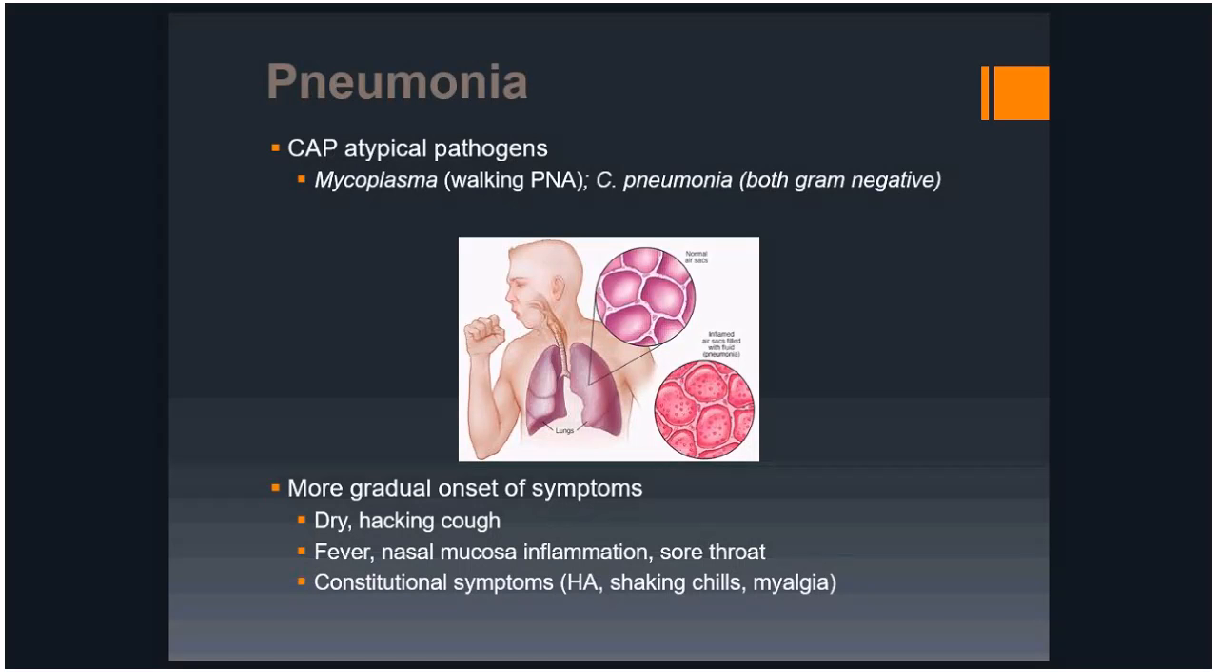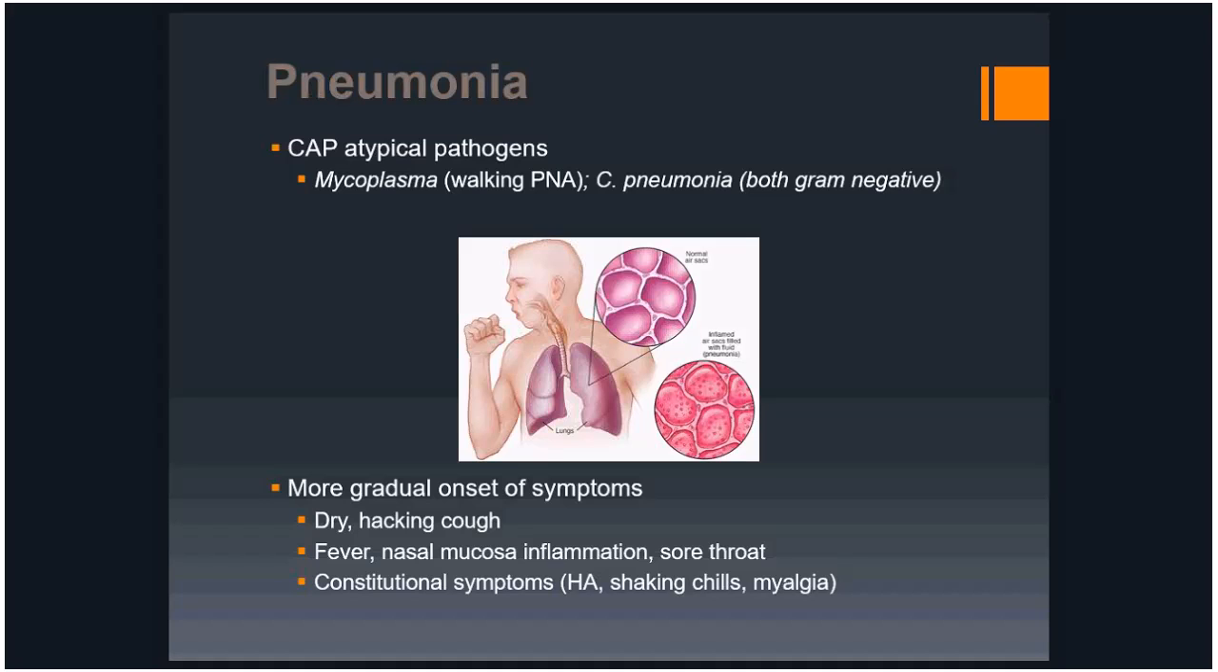When you look at the atypical pathogens, recognize that mycoplasma is largely the most common. The one that we hear about the most is also called walking pneumonia. You also have C. pneumonia, which both are gram negative. Keep in mind with atypical community-acquired pneumonia, you have a more gradual onset of symptoms.